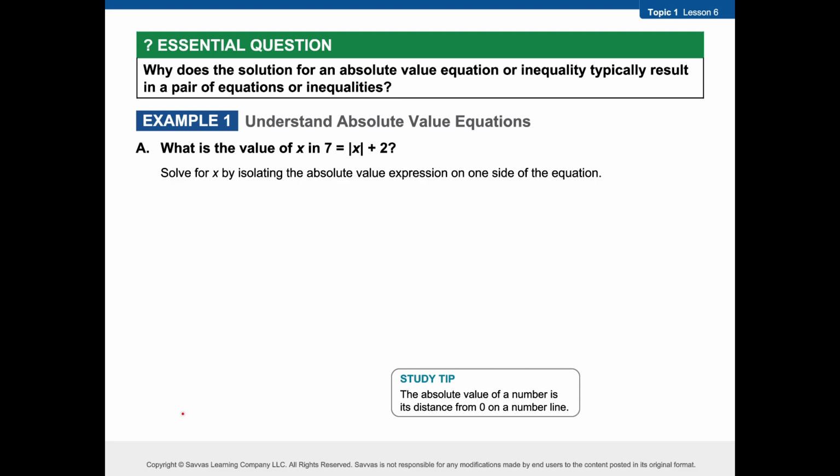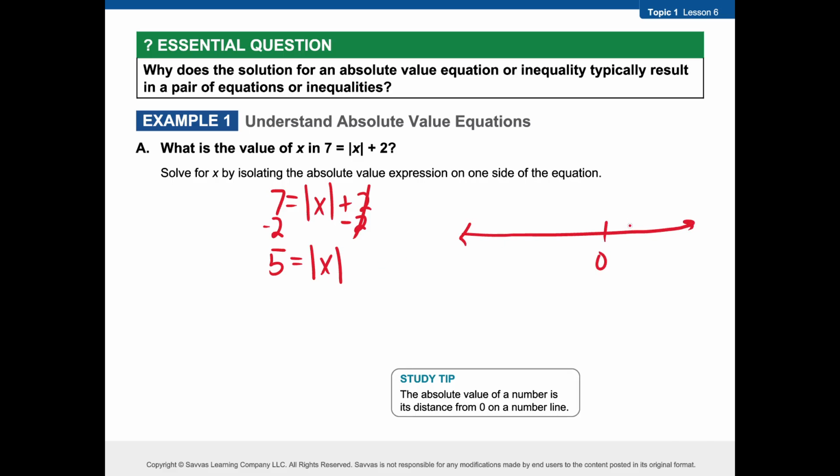Absolute value. The definition of absolute value means how many spaces it takes that number to reach 0. So, same thing as solving an equation. You need to get the bars by itself. So I need to get rid of that addition by subtracting 2. 7 minus 2 is 5. So what numbers would take 5 spaces to reach 0? 1, 2, 3, 4, 5.